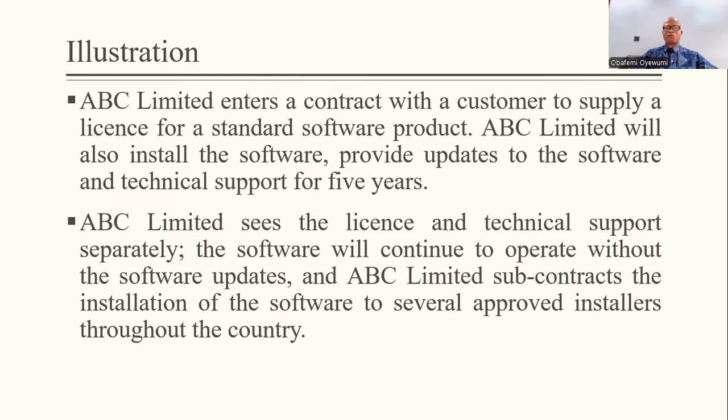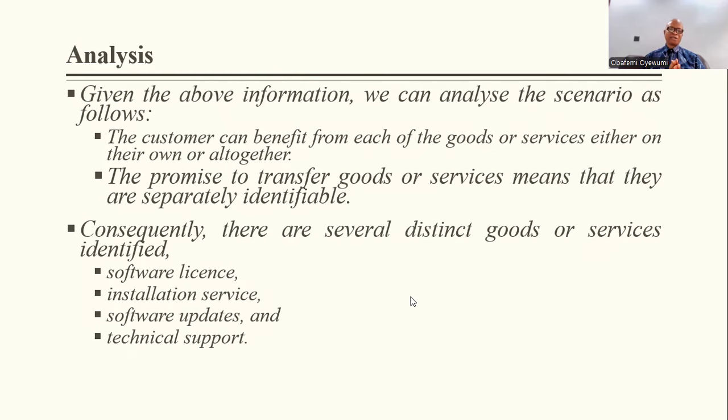That means that all this could be broken down into different segments, into different compartments. So when we talk about performance obligation, we are compartmentalizing them. We're trying to break them down, to classify them into distinct elements. That's when we talk about performance obligation. So let's look at the different scenarios being placed here, and then let us look at the different distinct goods. Given the above information, we can analyze the scenario as follows.